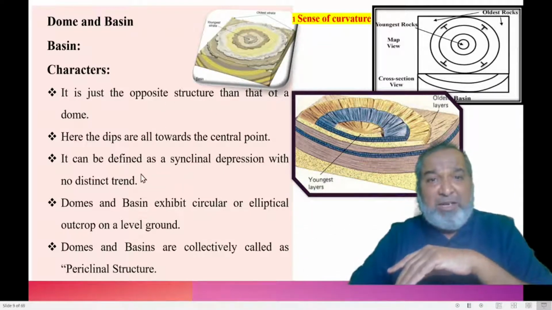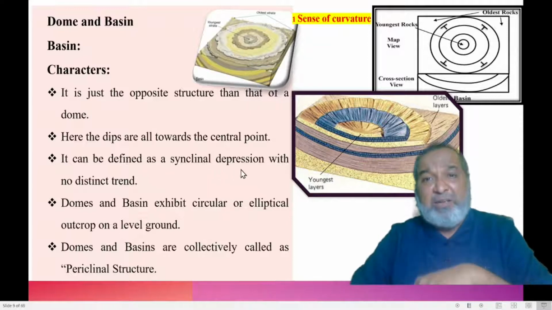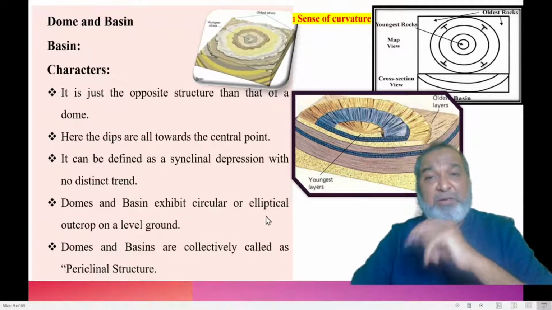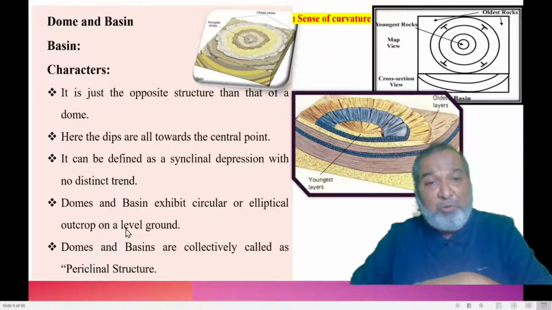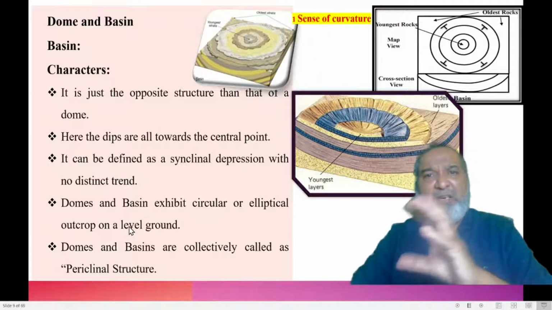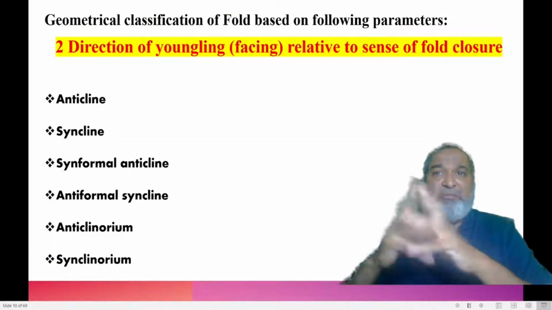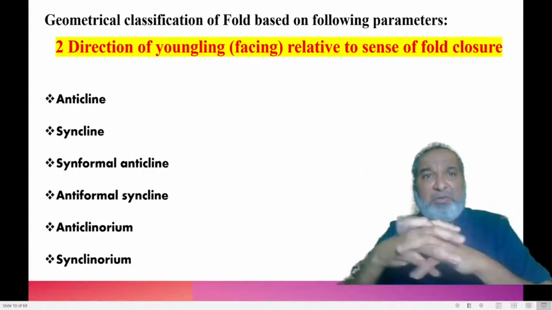It can be defined as a synclinal depression with no distinct trend. Domes and basins exhibit circular and elliptical outcrops on level ground. That will be a circular one or an elliptical one. Domes and basins are collectively called periclinal structures. Periclinal structures. Remember this term now.